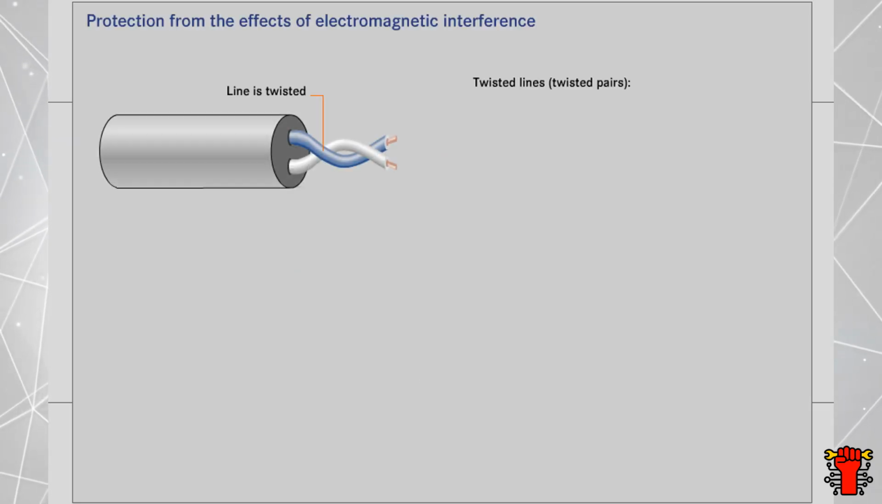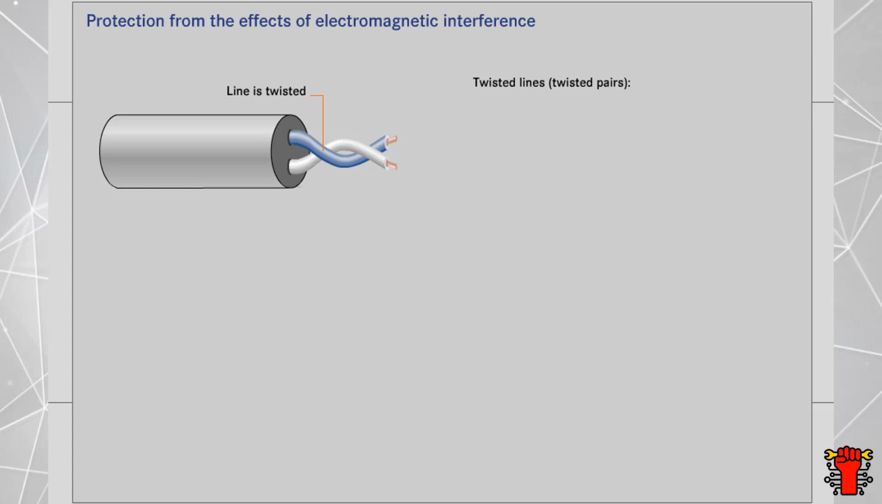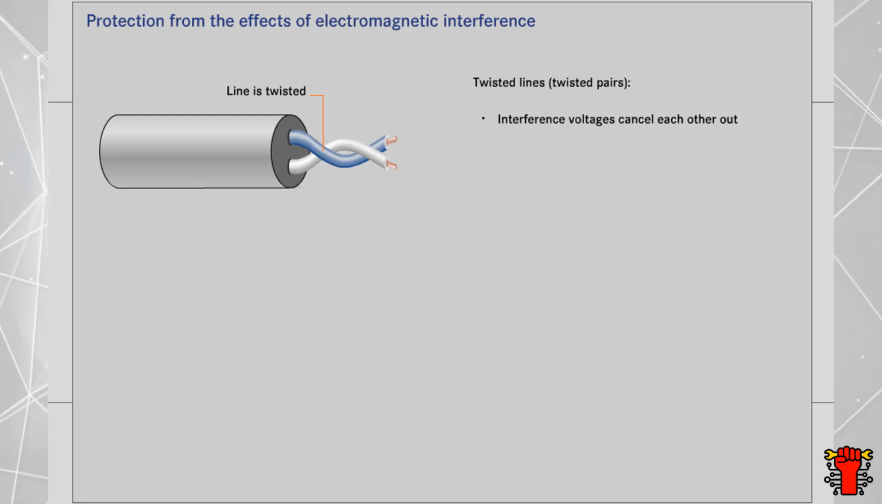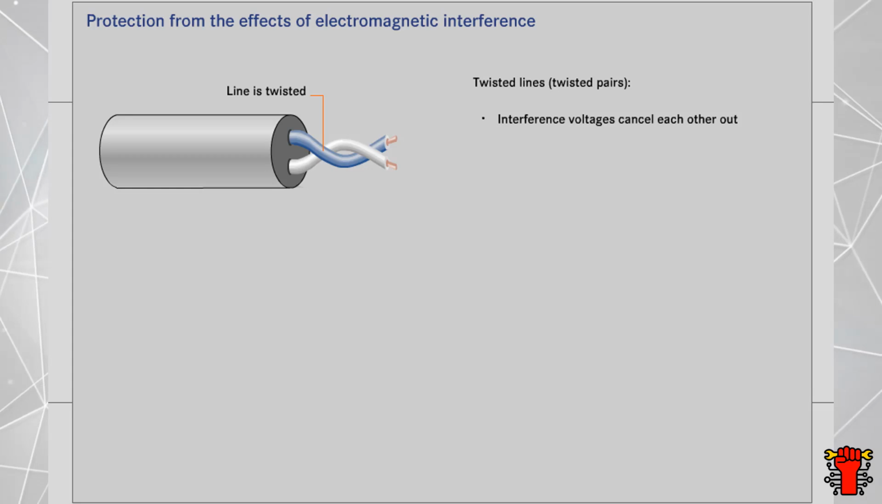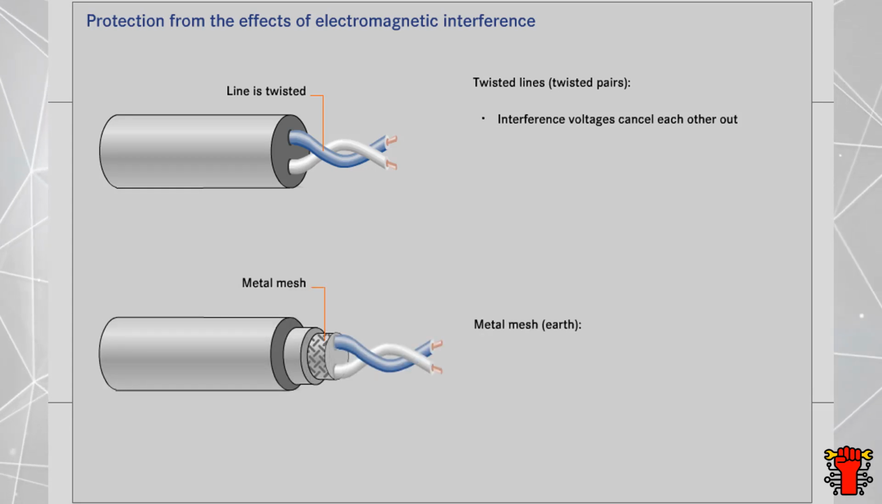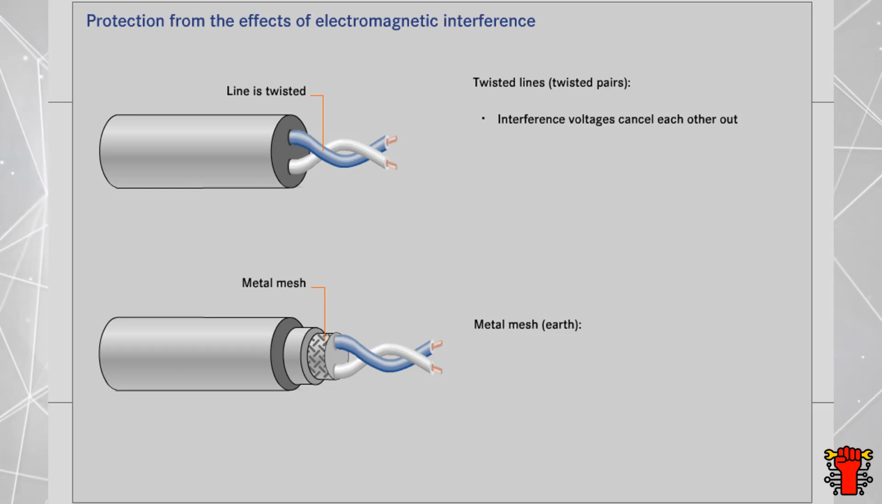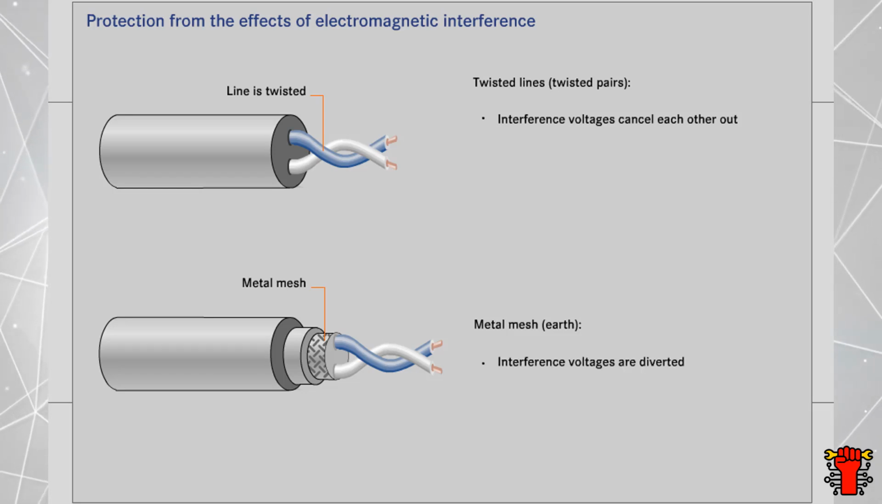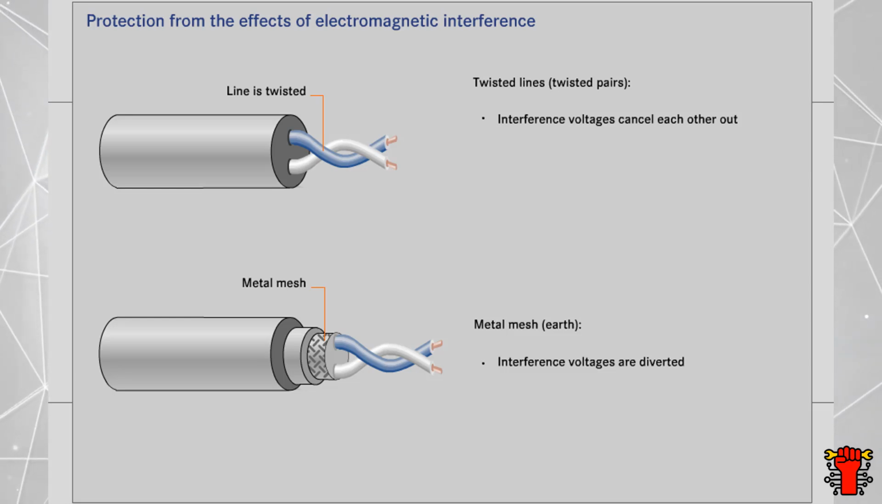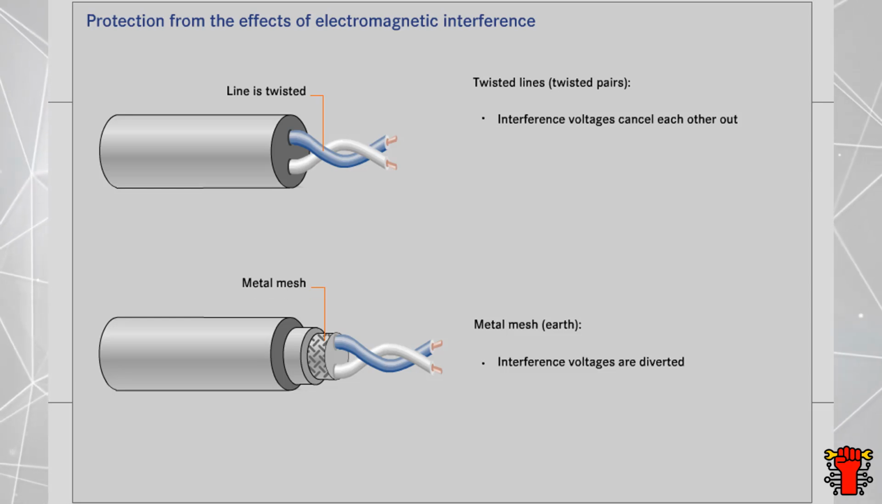Another way of protecting the signal lines from electromagnetic interference is to twist the lines. In this way, the interference voltages affecting the lines will cancel each other out. Another method is to shield the lines with a metal mesh which is connected to earth. The interference voltages acting from the outside will be absorbed and diverted by the metal braid.